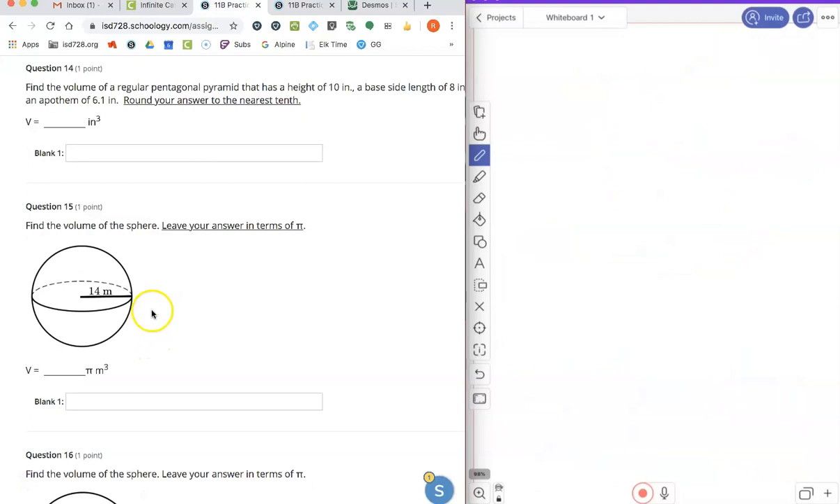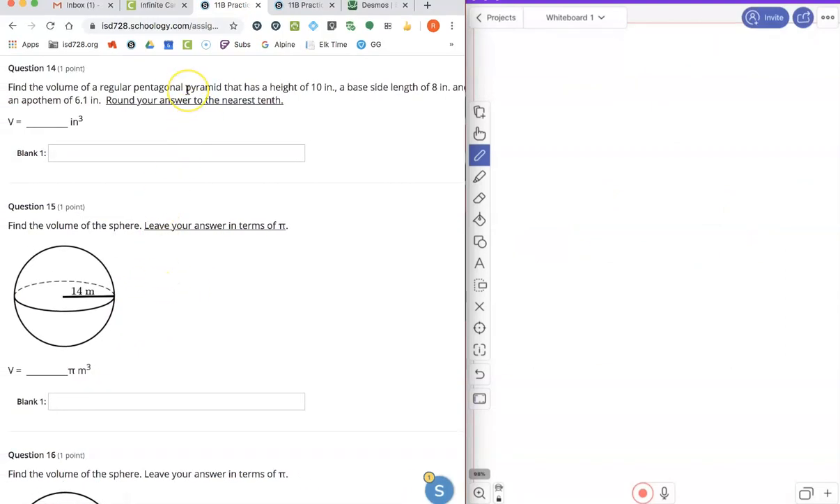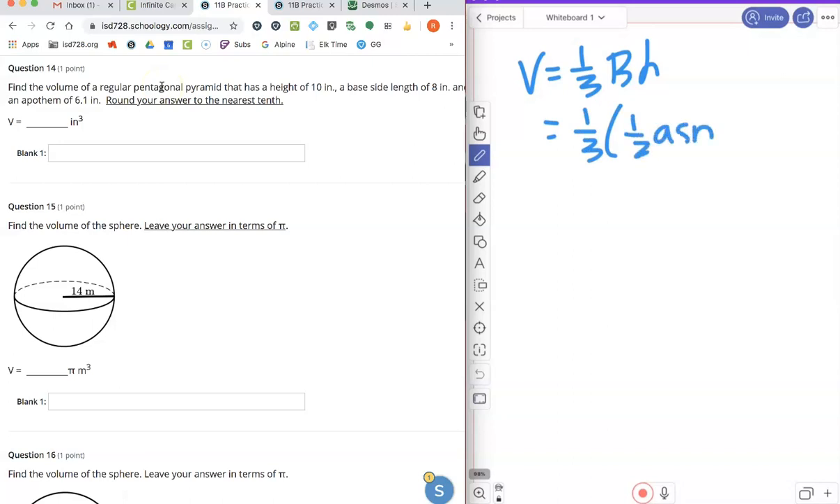Now we're on number 14. Looks like they gave us everything we need to find the volume of a pyramid with no picture. We're going to round to the nearest tenth. So for a pyramid, we have 1/3 capital B H. We know it's a pentagon on the bottom, so it's really going to be 1/3 times 1/2 ASN times H. They did give us the height. It would have said slant height if it was the wrong height, but we are good there. So we have everything we need.